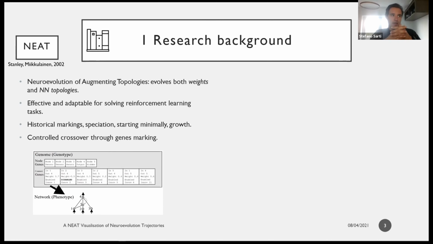As you can see from the image, which is derived from the original paper, a genome is comprised of node genes, which can be either input, hidden, or output sensors. And then we have connection genes, which establish where the connection starts and where it ends in terms of nodes. The connection genes have weights, and they are either enabled or disabled. And as you can see, there's also an innovation number, which is a parameter that helps to identify each gene throughout the evolution.